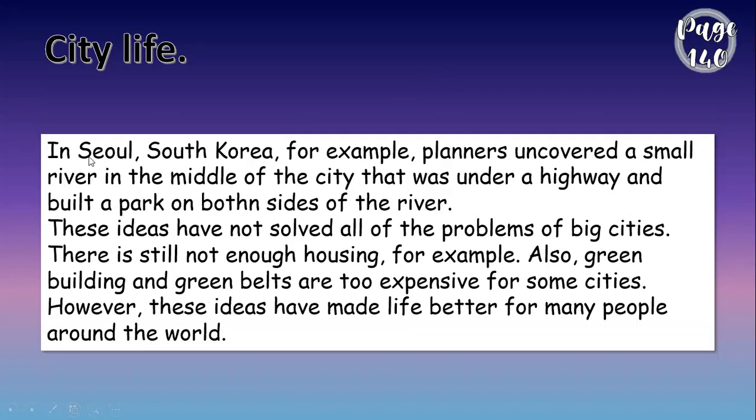It says, in Seoul, South Korea, for example, planners uncovered a small river in the middle of the city that was under a highway and built a park on both sides of the river. These ideas have not solved all the problems of big cities. There is still not enough housing, for example. Also, green buildings and green belts are too expensive for some cities. However, these ideas have made life better for many people around the world. Okay, this means, people, that we must always try to protect our green land.